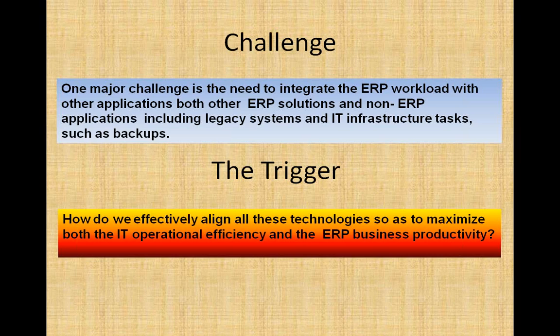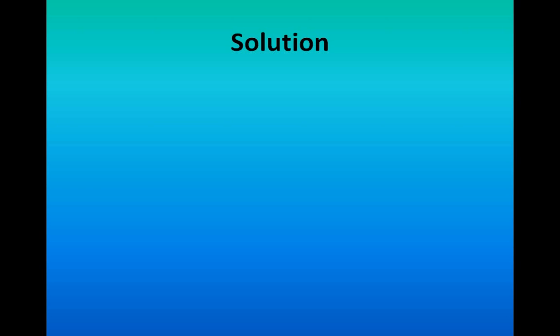So what is the trigger to go into or use an additional job management platform? That means how do we effectively align all these technologies so as to maximize both IT operational efficiency and ERP business productivity. So our whole idea is that we have a challenge here to integrate, and specifically what we do to mitigate these challenges is to gain our IT operational efficiency and get productivity.